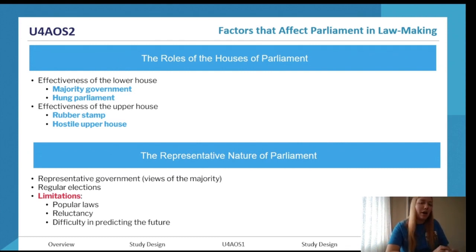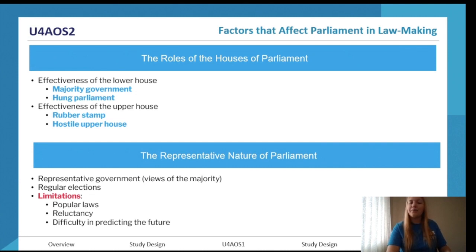But if we have a hung parliament where there's no majority government, no majority party in the lower house, we know that law passing will be very, very slow, because the party that still has the majority of seats will have to get the support of other parties in order for their laws to pass through and become acts.